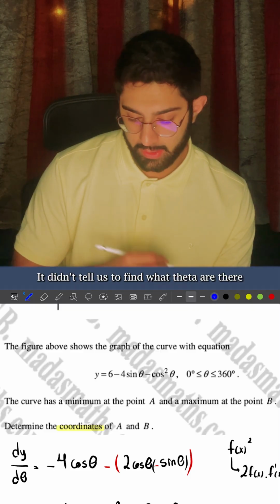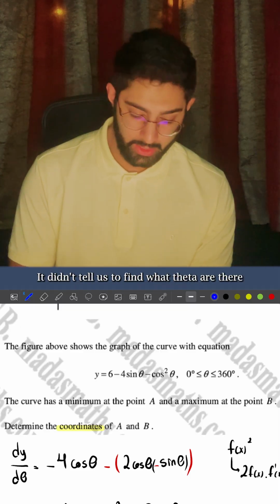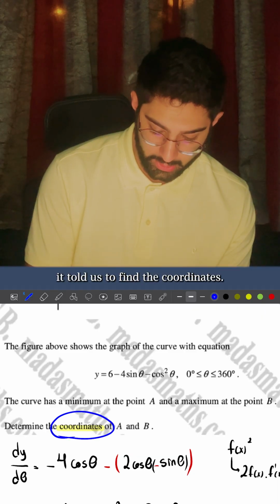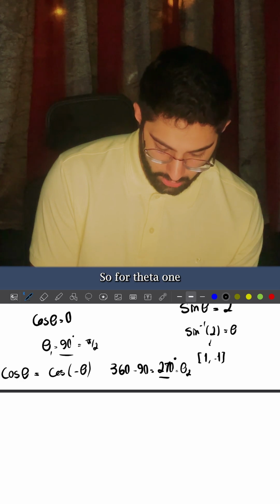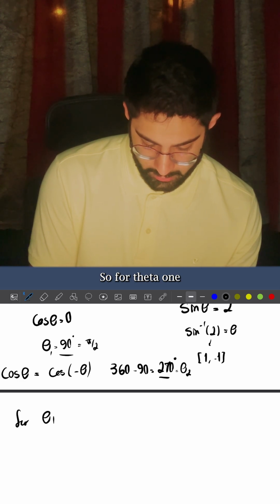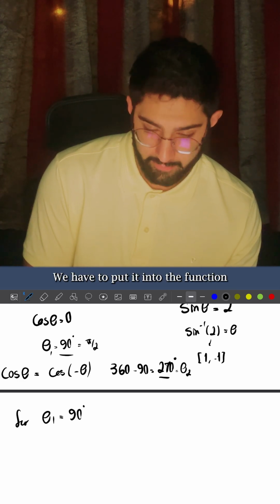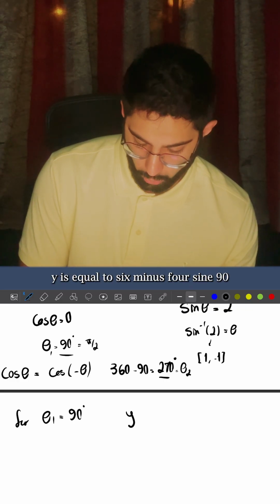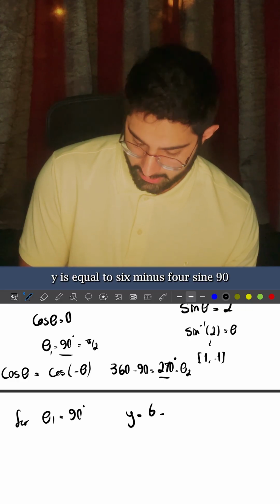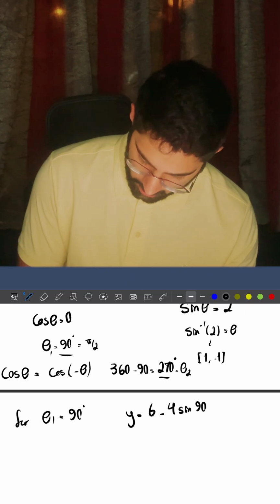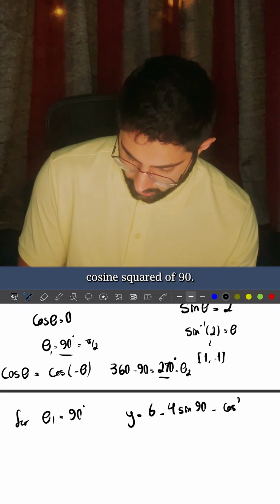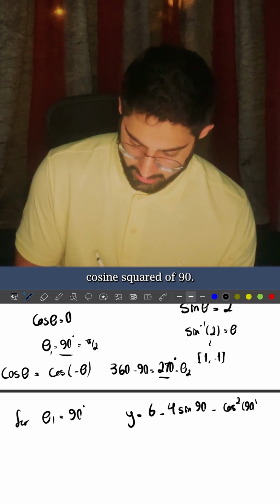It didn't tell us to find what theta is. It told us to find the coordinates. So what we have to do is find the y value as well. For theta 1 equals 90 degrees, we have to put it into the function. y is going to equal 6 minus 4 sine 90 minus cosine squared of 90.